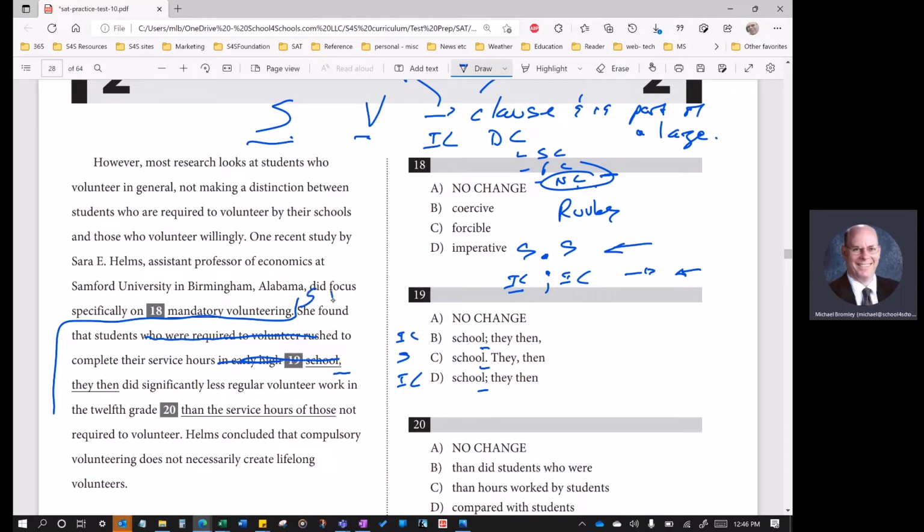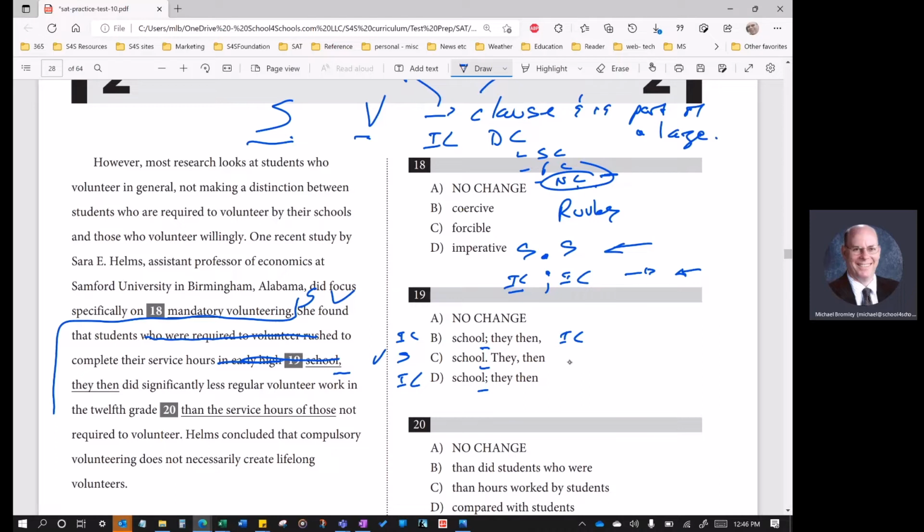So she found, subject, verb. And then notice I have who were required, subject, verb, rushed, verb. That's the students rushed, and so on and so forth. It's a complex sentence, but all I need to know is this is a sentence. She found that they complete their service hours. So I have an independent clause here. That's cool. Now I look over, do I have one here?